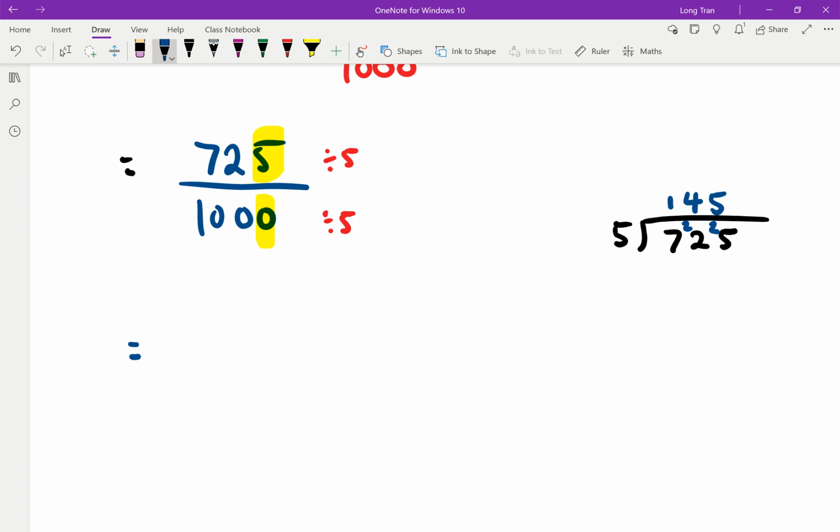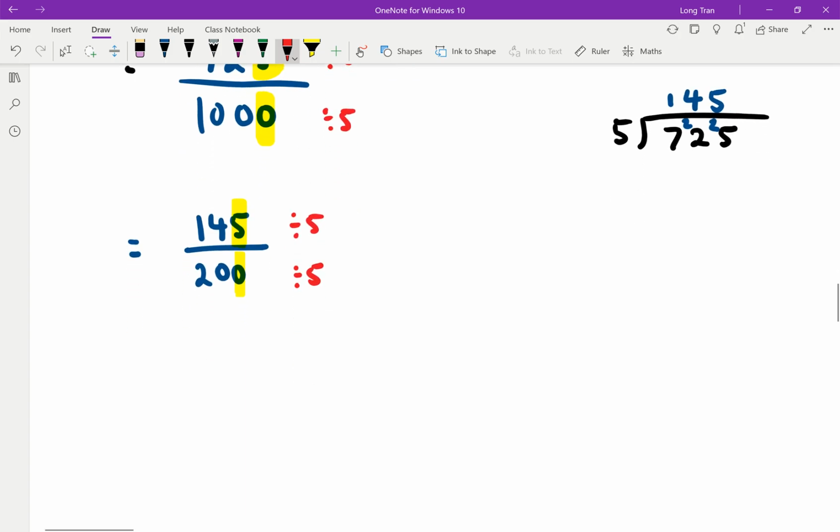So that now reduces the fraction to 145 over, and then I need to figure out how many 5s fit into 1,000, and I know that's 200. So 5 groups of 200 would make 1,000. And then we say, can we still reduce this further? I notice again there's still a 5 and a 0, and I can do it again. I can divide by 5, and you keep doing it until you get to the smallest value.